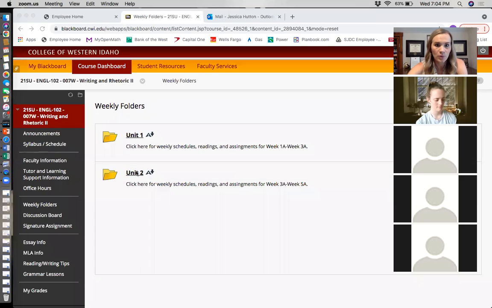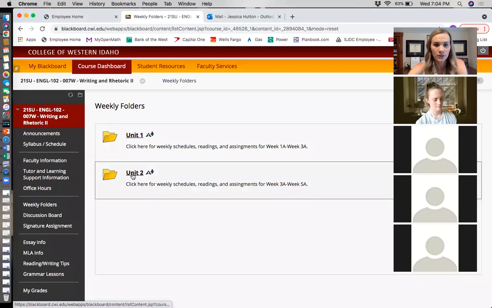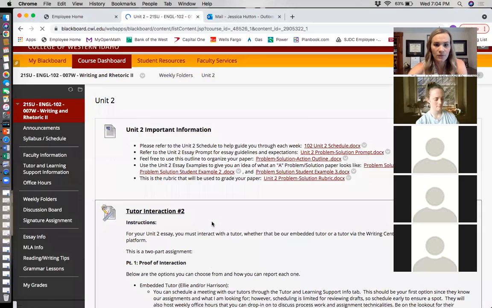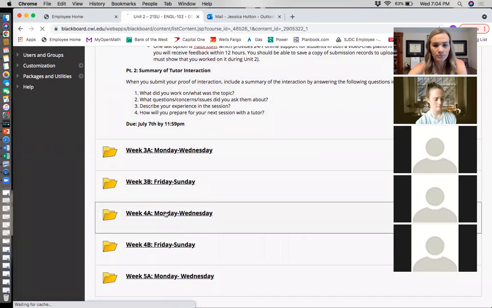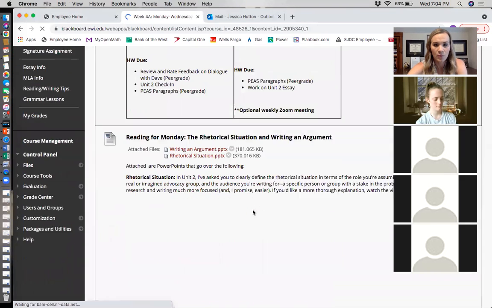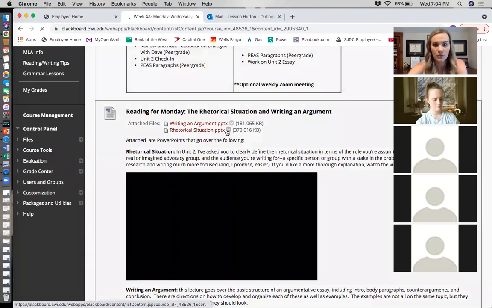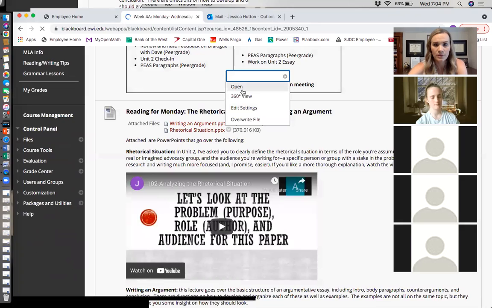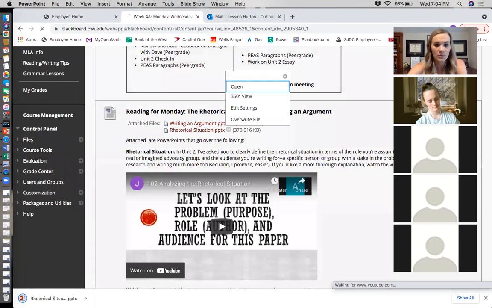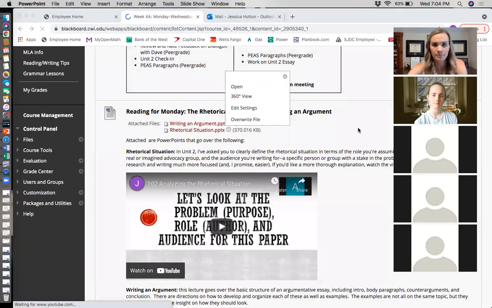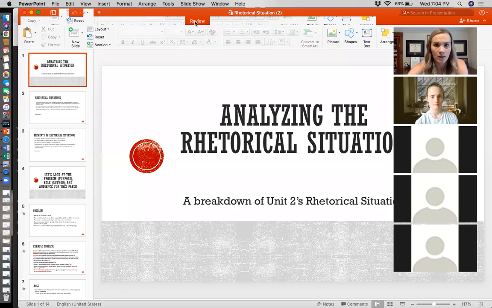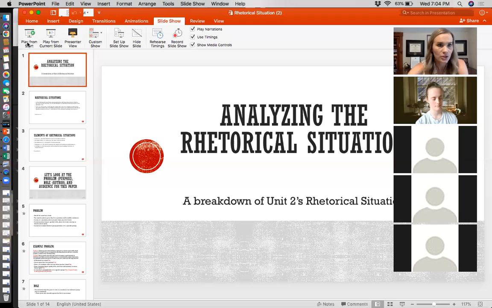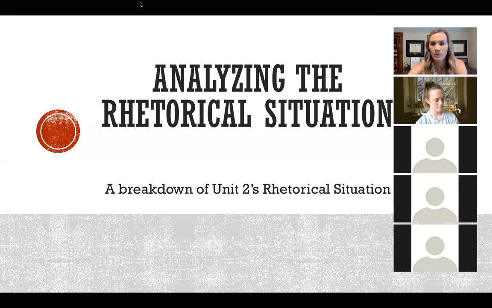So we're going to jump over here to the Unit 2 folder. Again, this is a reading for a couple weeks ahead. We're in 3A right now. We're going to go to 4A. And I'm going to pull up this rhetorical situation PowerPoint. Okay, and this is what we're going to be going through. Okay, let's view it as a slideshow. Let me get this out of the way.